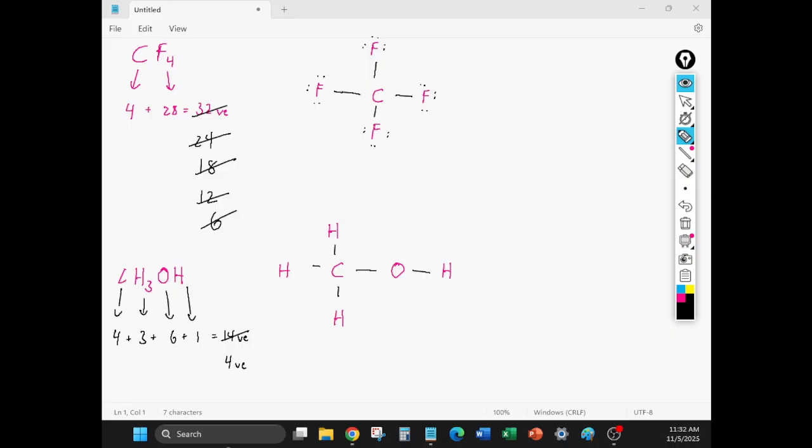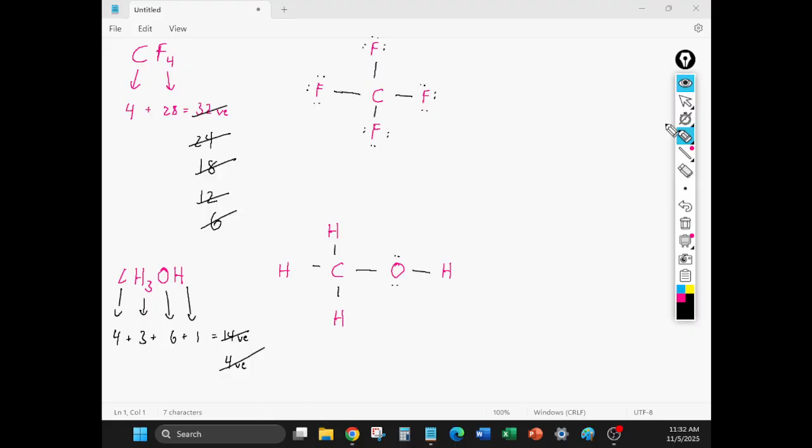Now, if you look at hydrogen, they're all happy because they got a line. If you look at carbon, 4 lines, so that's happy. Oxygen is not happy because it has 2 lines. That's 4. Got 4 left. So we draw 4 dots around oxygen, and we're good to go.